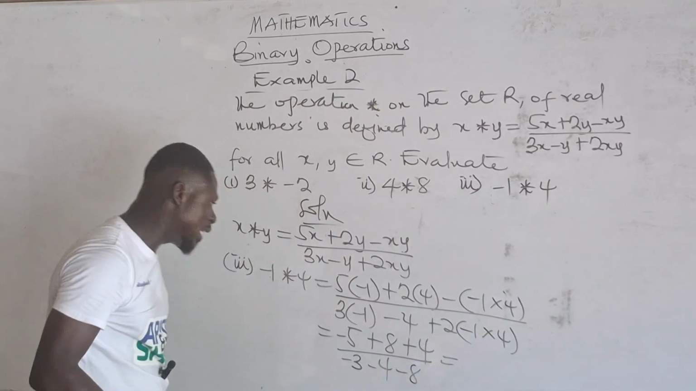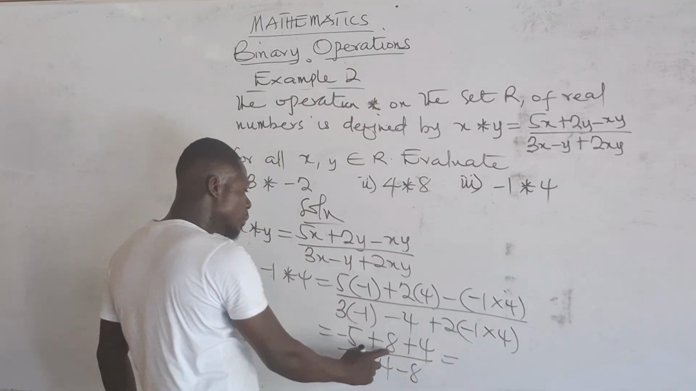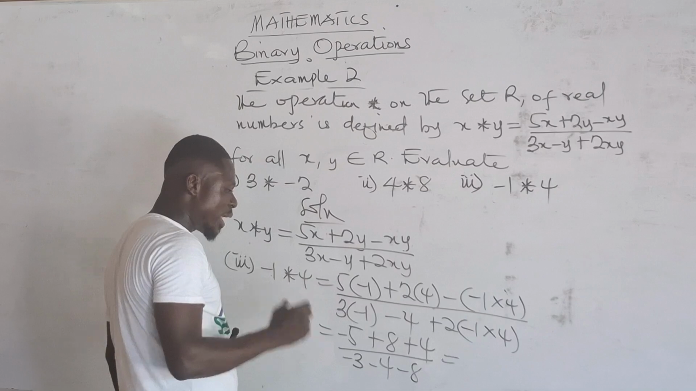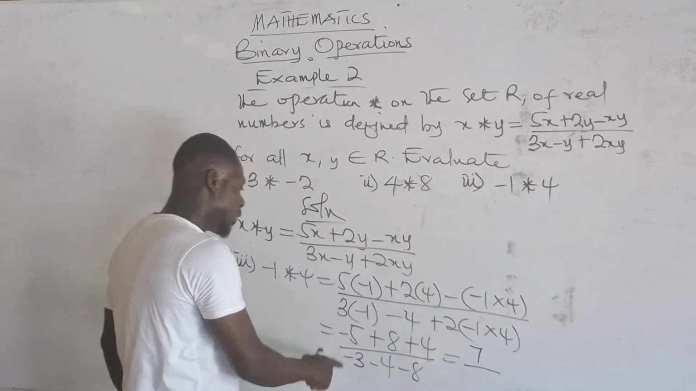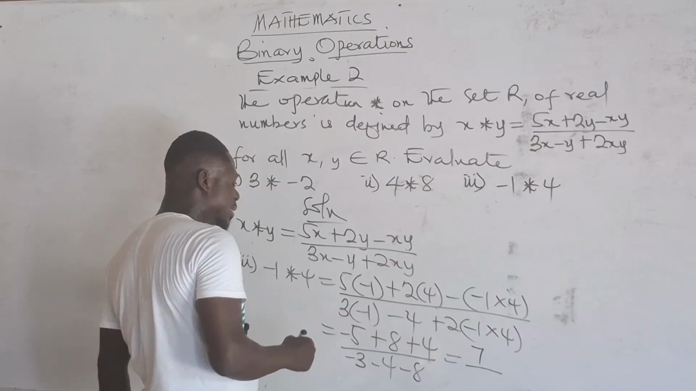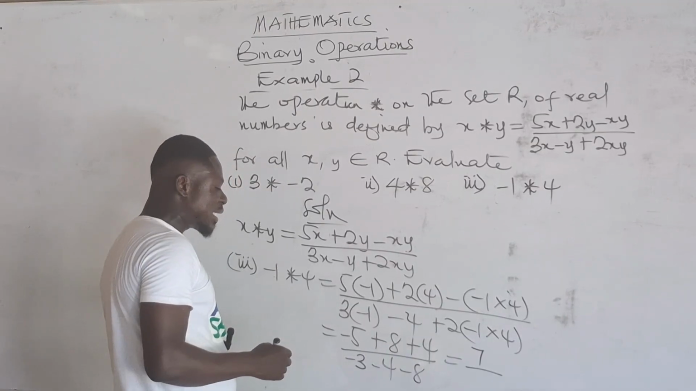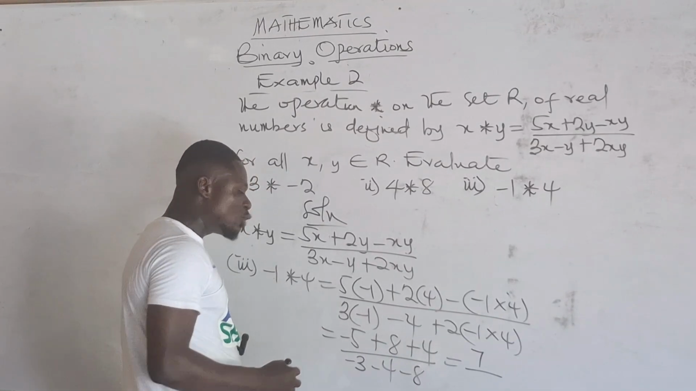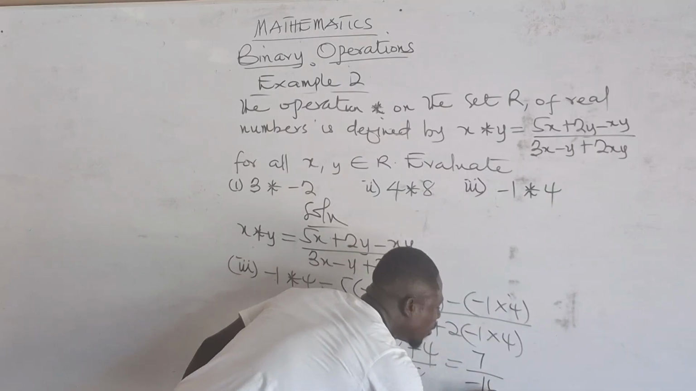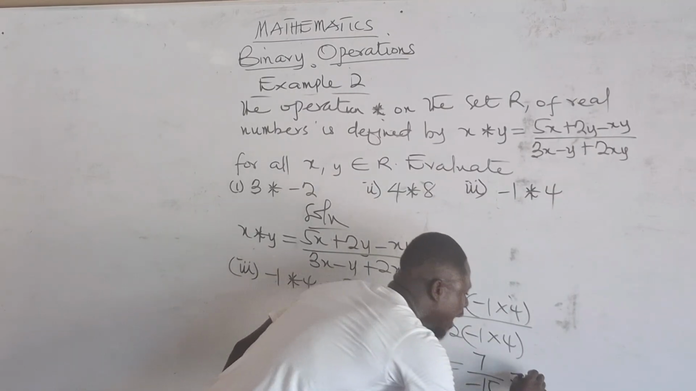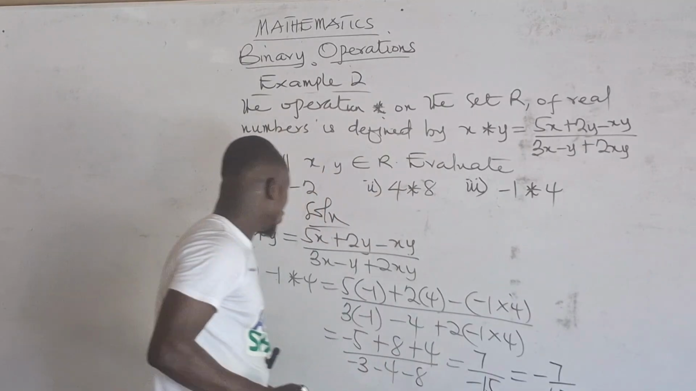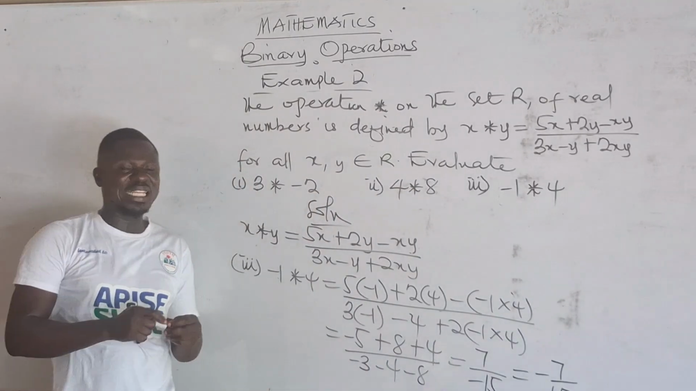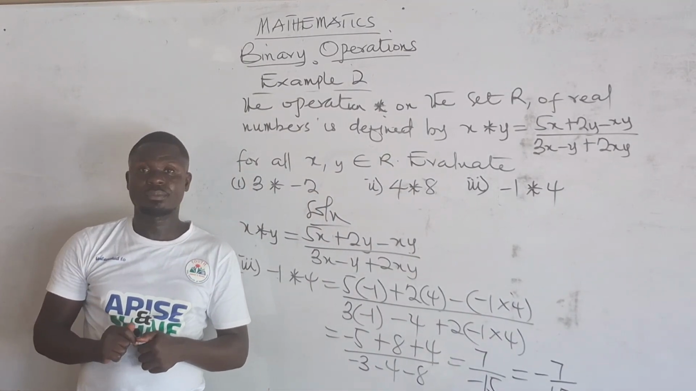Let's simplify and see. Negative 5 plus 8 will be 3. Plus 4 will be 7. Over negative 3 minus 4 will be negative 7. Minus 8 will be negative 15. So it will be negative 15. So the final answer will become negative 7 over 15. So this will be the answer for the third expression.